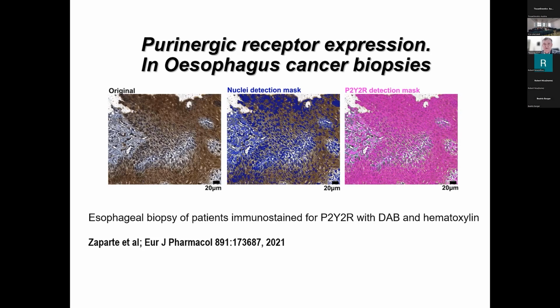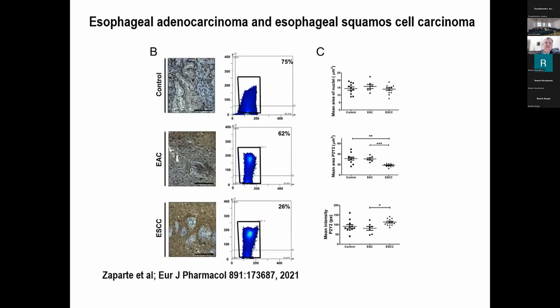And basically what we could see, if we compare squamous cell carcinomas to this other tumor, esophageal adenocarcinoma, we would have a reduction if we look at esophageal squamous cell carcinoma, which has less P2Y2 receptor than the adenocarcinoma. And here we can measure the area, the mean of the positive cells, and we can also measure the mean intensity of the staining of single cells for the P2Y2 receptor.